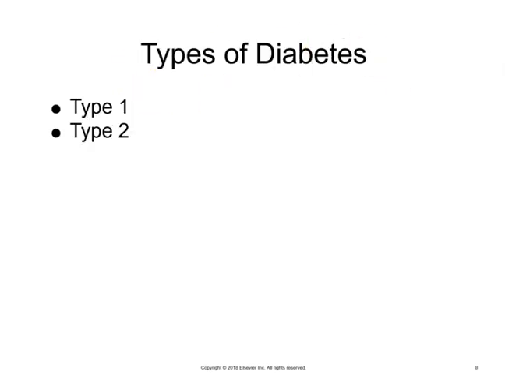So with diabetes, we're looking at two different types. Type 1 is an autoimmune disorder in which the body destroys the beta cells of the pancreas that produce insulin. Clients with type 1 diabetes are going to require exogenous insulin.